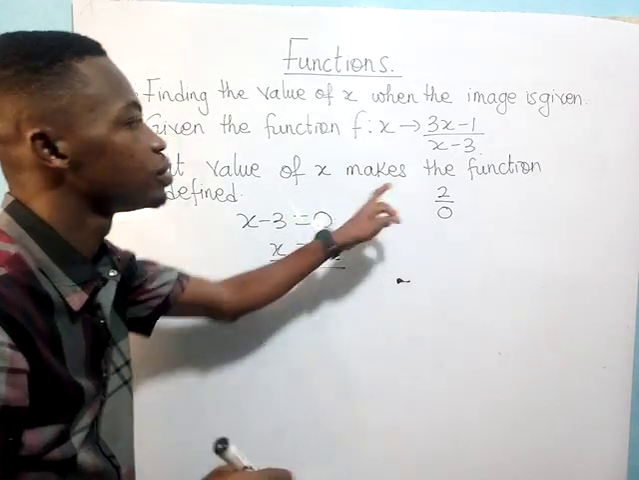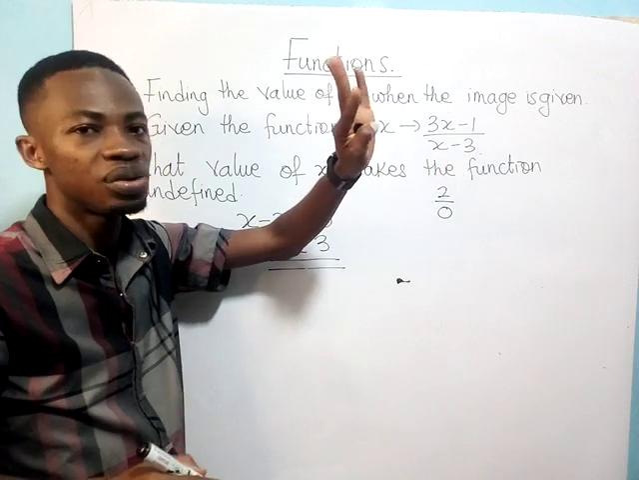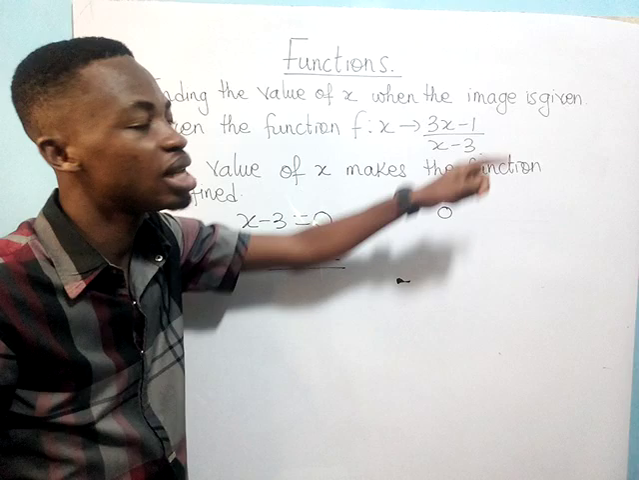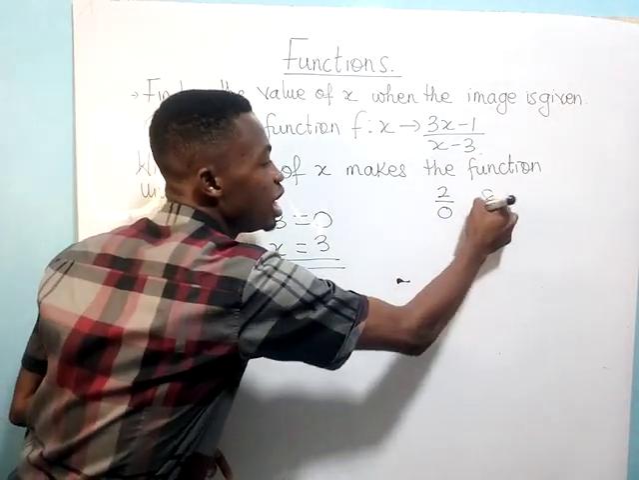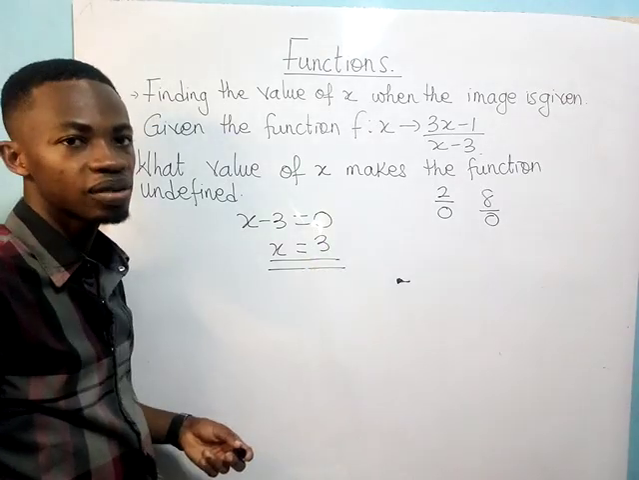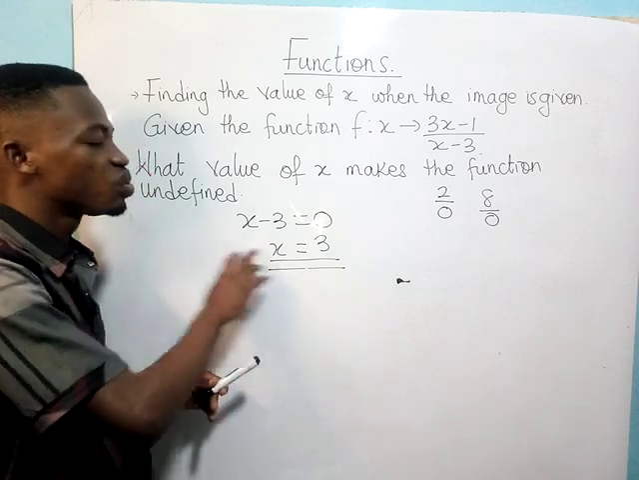Let's prove it. When we substitute 3 here, 3 minus 3 gives us 0. When we substitute 3 here, 3 times 3 is 9. 9 minus 1 is 8. You have 8 on 0. And 8 on 0 is going to be undefined. So for you to find the value of x which makes a function undefined, equate the denominator to 0.